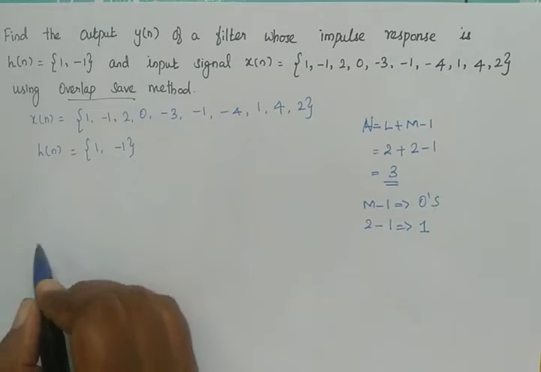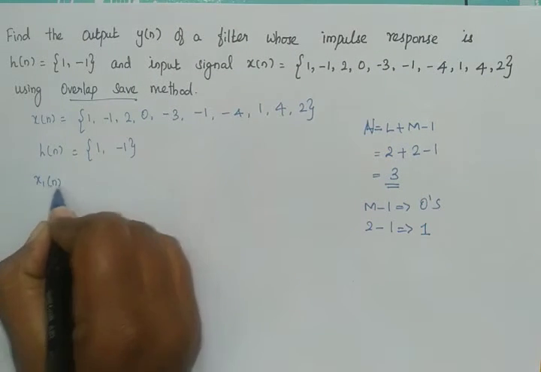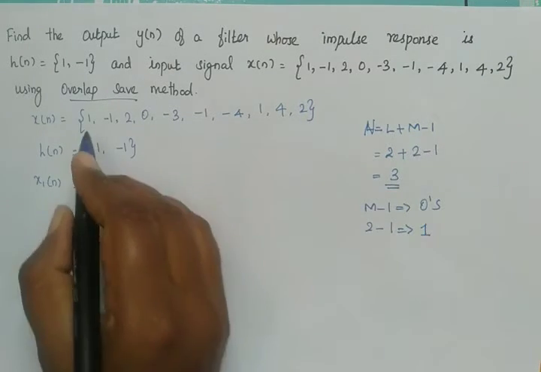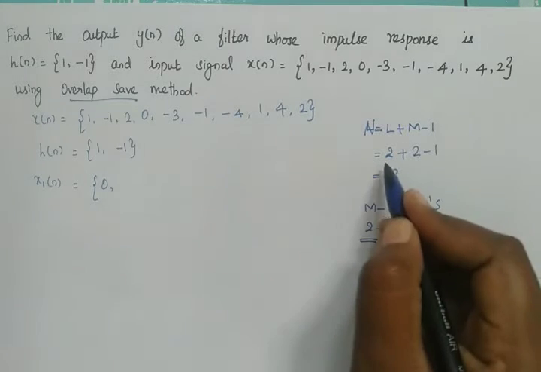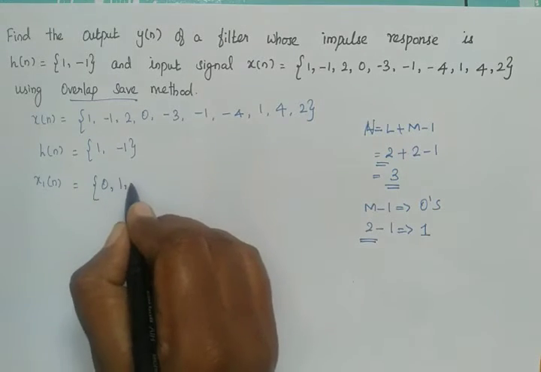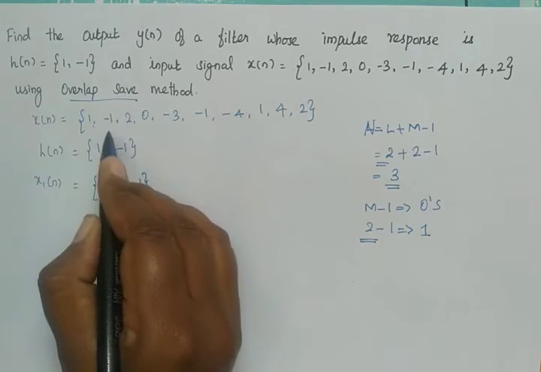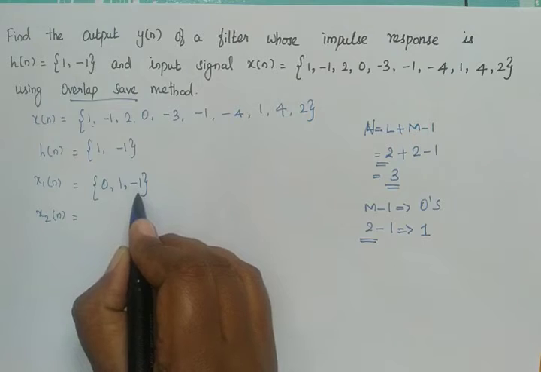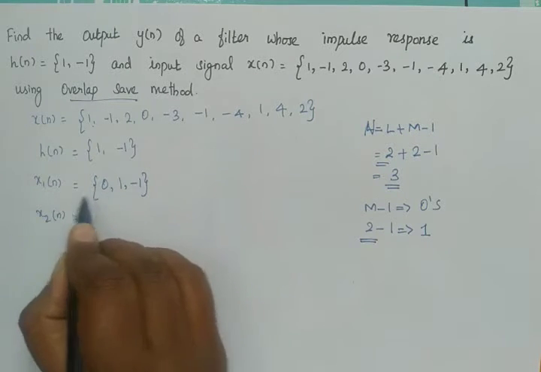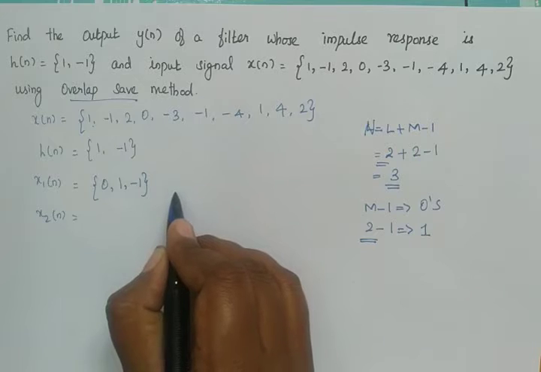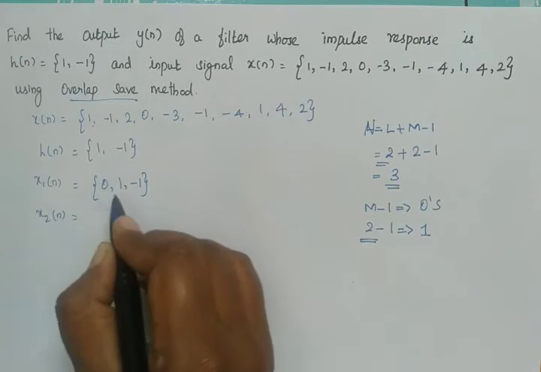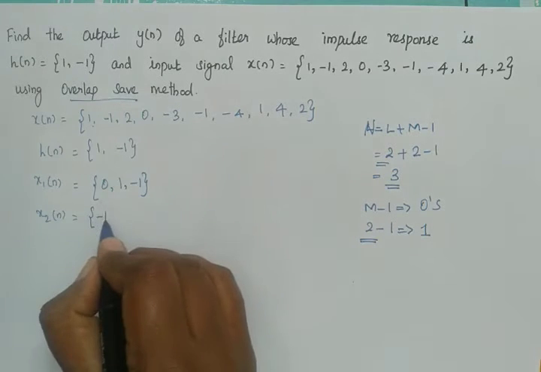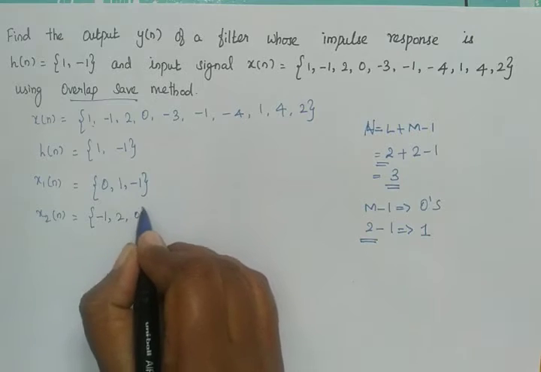Now, what is x1 of n? In the previous problem we have seen this. x1 of n is equal to, add this 0 in the beginning. Then we are going to divide this into 2, 2 sequences. So 1 comma minus 1. Now what is x2 of n? x2 of n will be, we have to start from this minus 1 because we have added only one 0. If we were adding 2 zeros, then we would have to take 2 numbers from the end. Since we have added only one 0, we start from this last number, that is minus 1, then 2 comma 0.